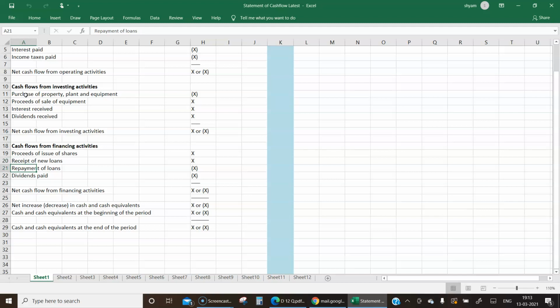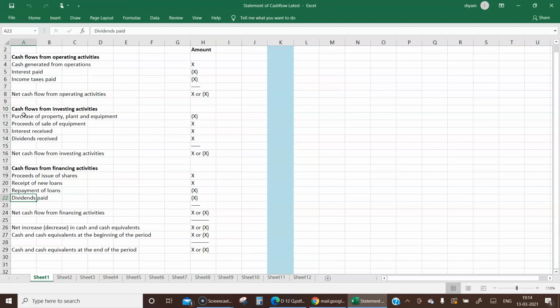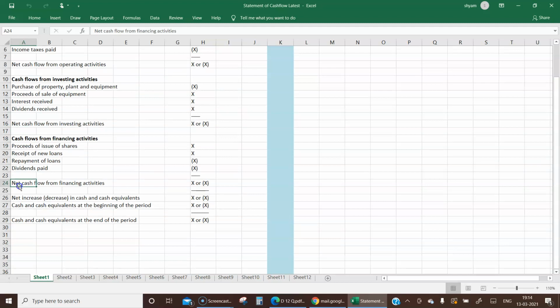Any repayment of loan or repurchase is a cash outflow activity. Even dividend paid comes here. Interest paid does not come here; interest paid comes in operating activities. And once you adjust all the headings, you will get the net cash flow from all the activities. So you'll get the net increase or decrease in cash equivalents.